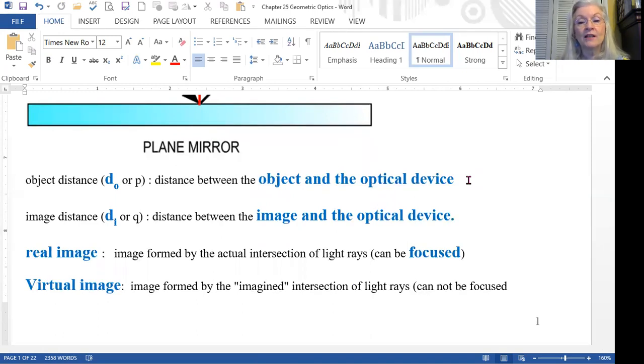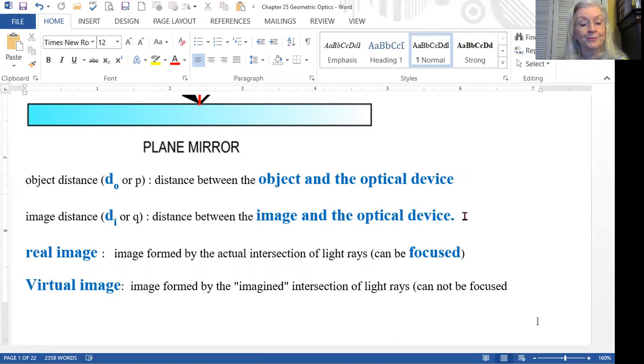The image distance is d sub i. In old books, it was lowercase q. And that's the distance between the image and the optical device. So again, between whatever your image is and your mirror, or whatever your image is and the lens, if that's what we're using.